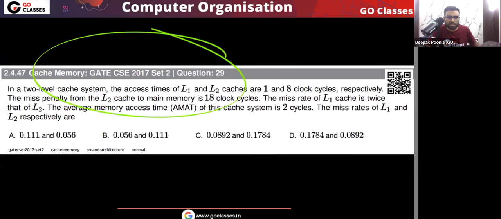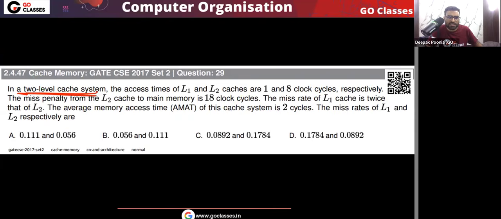Let's solve the GATE CSE 2017 question. In a two-level cache system, the access times of the L1 and L2 caches are 1 and 8 clock cycles. So the L1 cache access time is 1 cycle, and the L2 cache access time is 8 cycles. The miss penalty from L2 cache to main memory is 18 clock cycles. Because L2 is the last level cache, its miss penalty is basically the main memory access time, so these 18 clock cycles are the main memory access time.